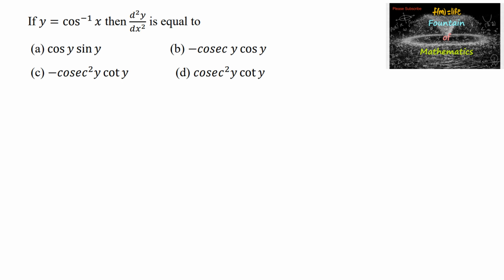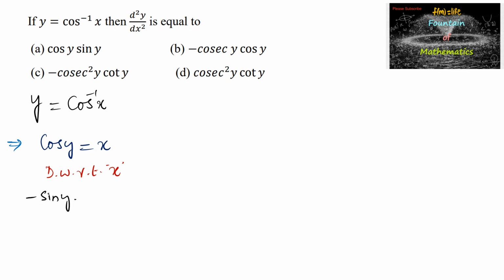If y is equal to cos inverse x, then d square y by dx square is equal to, since y is equal to cos inverse x, so we can write cos y is equal to x. Now differentiating with respect to x, we get differentiation of cos y is negative sin y into dy by dx, since the differentiation is with respect to x, and is equal to differentiation of x is 1, that is dx by dx is 1.